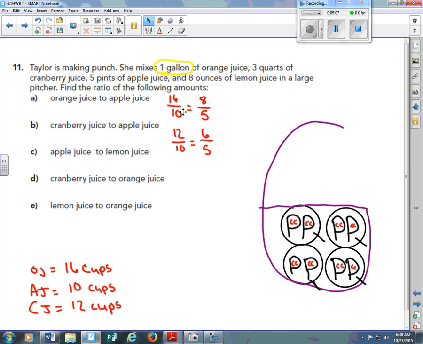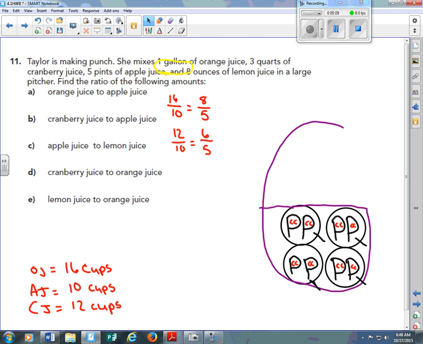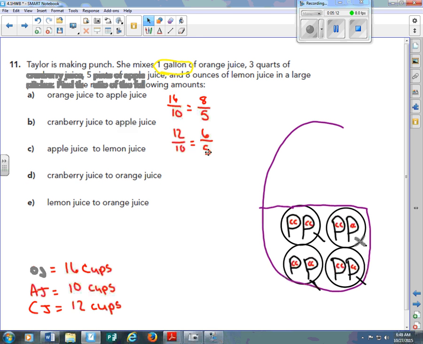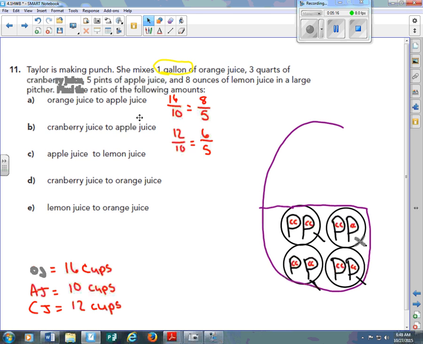Let's move this up a little bit, or we can move the whole thing down. That would work. Now, cranberry juice to orange juice. Well, we already have most of the work done, so that's nice. Cranberry juice to orange juice. We have 12 cups of cranberry juice and we have 16 cups of orange juice.